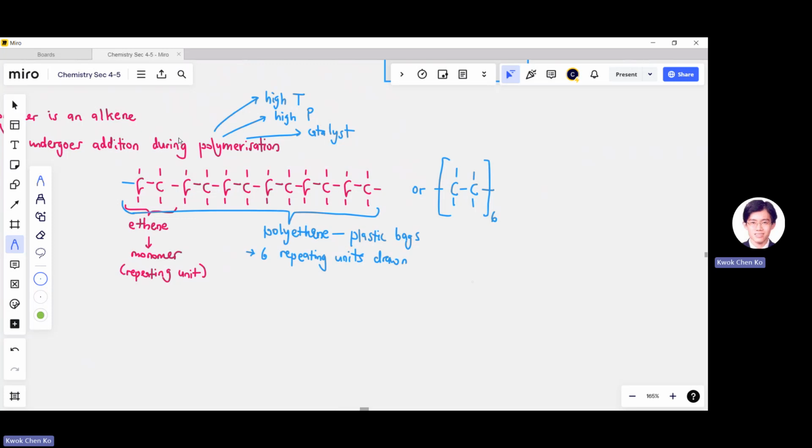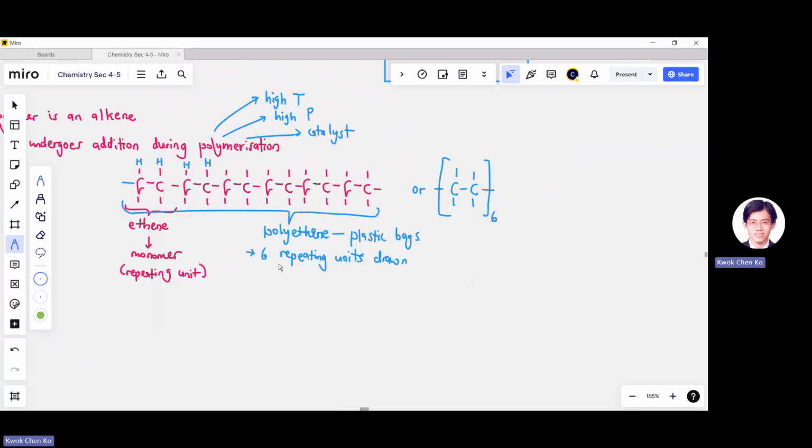Oh, forget, I did not mention. In the exam, please don't forget your H, of course. I didn't draw the H. In the exam, draw the H.